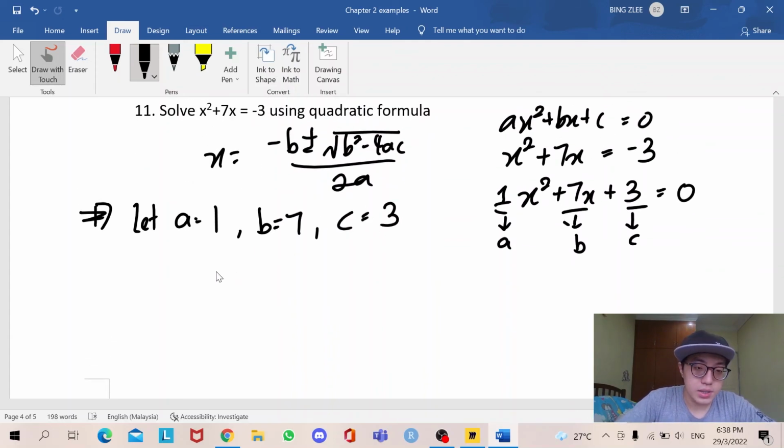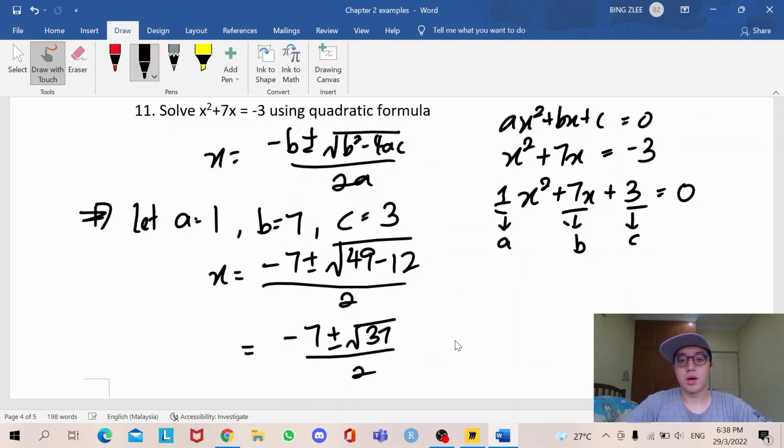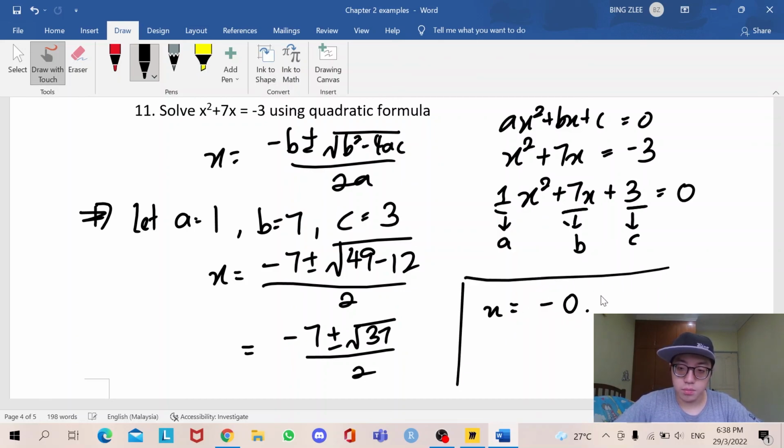So x is equals to negative b plus minus root of b squared minus 4ac divided by 2a. This will be equals to negative 7 plus minus root 37 over 2. And then if you press your calculator, root 37, you will get x. x is equals to negative 0.459 or equals to negative 6.541.